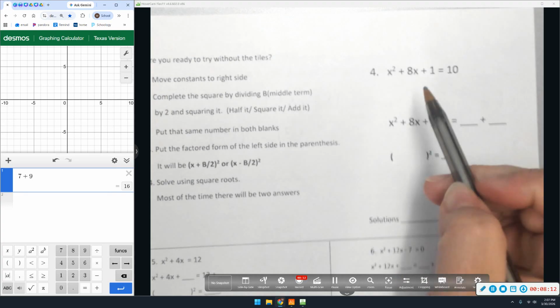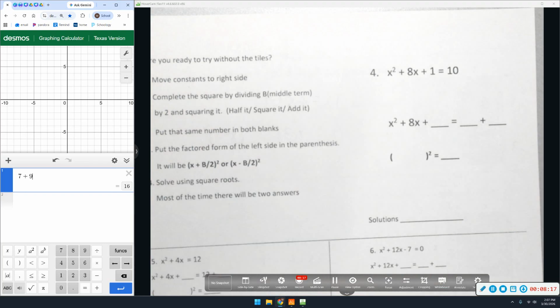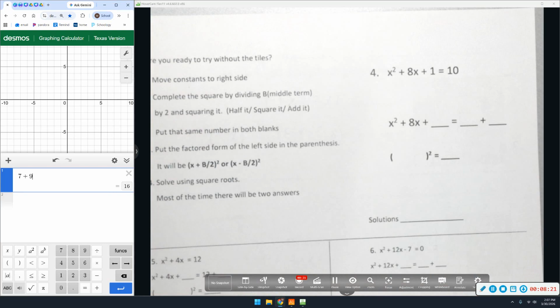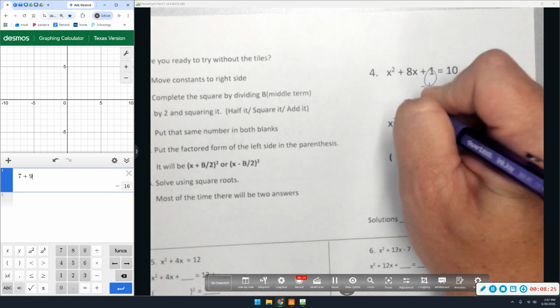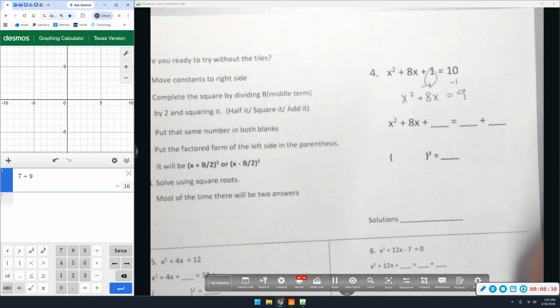Okay, so again, first things first, we have to move our constant to the right. We have to move our C term to the right, yes? So what's my C term that needs to move here? The plus 1. How do I move it? Minus 1 on both sides. And that leaves me with x squared plus 8x equals 9.